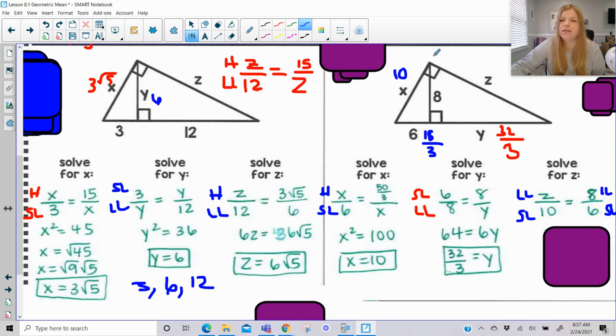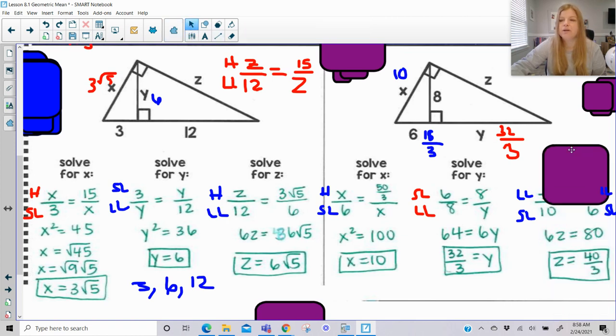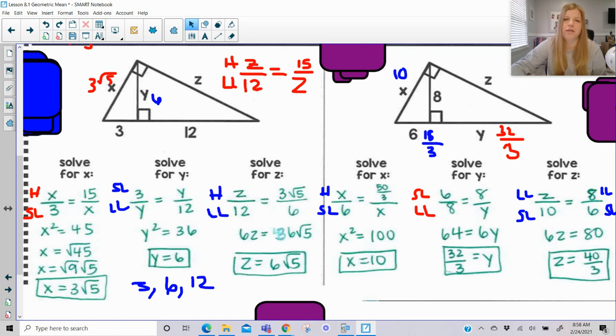So I could have called z a long leg over the hypotenuse and done z over 50 thirds is equal to the long leg of 32 thirds over the hypotenuse z. Maybe not the friendliest with so many fractions, but as long as you set up a proper proportion, then you are going to be good. And you end up getting 40 thirds for that answer.